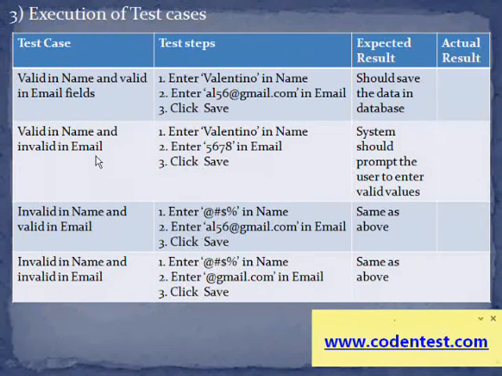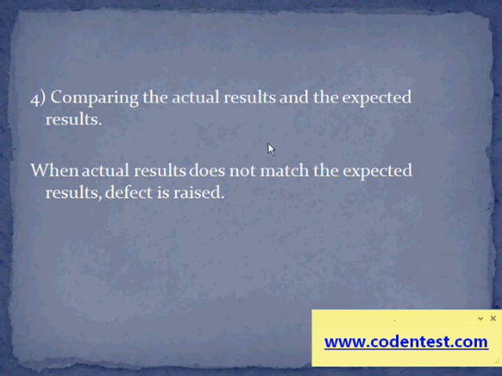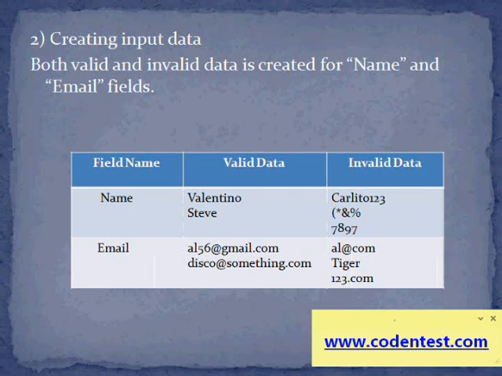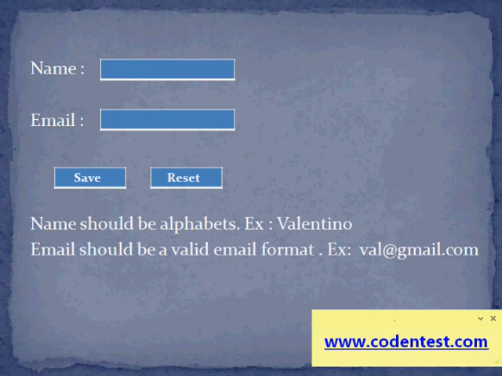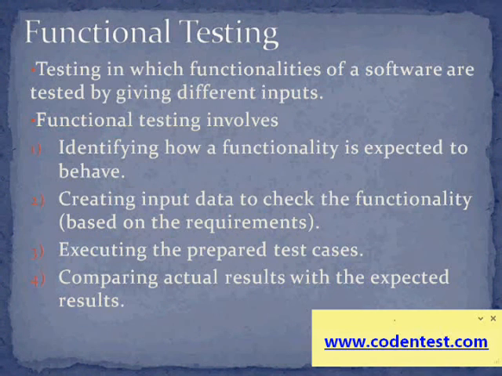Similarly, for the next 3 test cases, we do the same thing. We compare the actual result with the expected result. When actual results do not match the expected results, defect is raised. So that's about functional testing. I hope it's very clear.